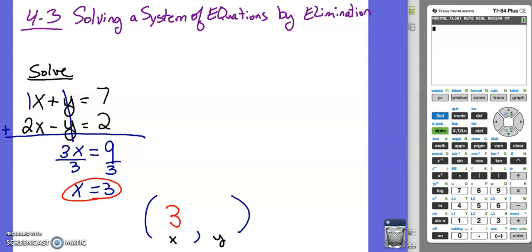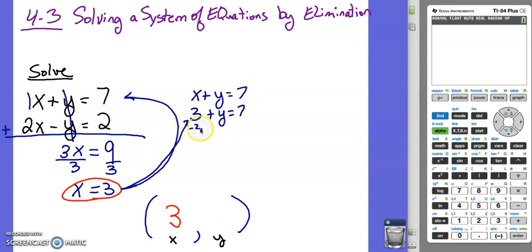So all we're going to do is substitute this 3 into one of the two equations, whichever looks easier. I think this one looks a little bit easier. So we're going to take x plus y equals 7, but x equals 3. We just found x is 3, so we're going to substitute 3 in right there. So we found y is 4.